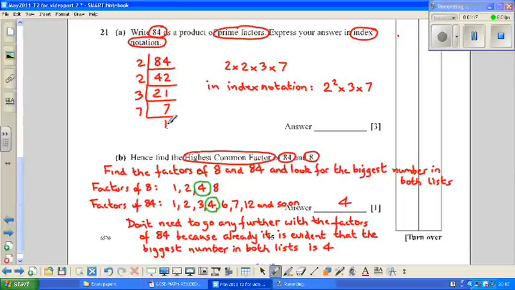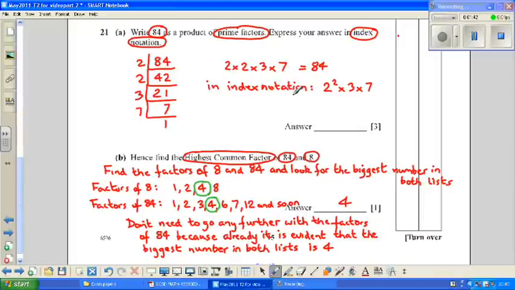When we get 1 at the bottom there, that means we've come to the end, and we've worked out that our prime factors of 84 are 2 multiplied by 2 multiplied by 3 multiplied by 7. If you multiply those 4 prime numbers together, you get back to the number 84. Okay, so we've worked out what the prime factors are.